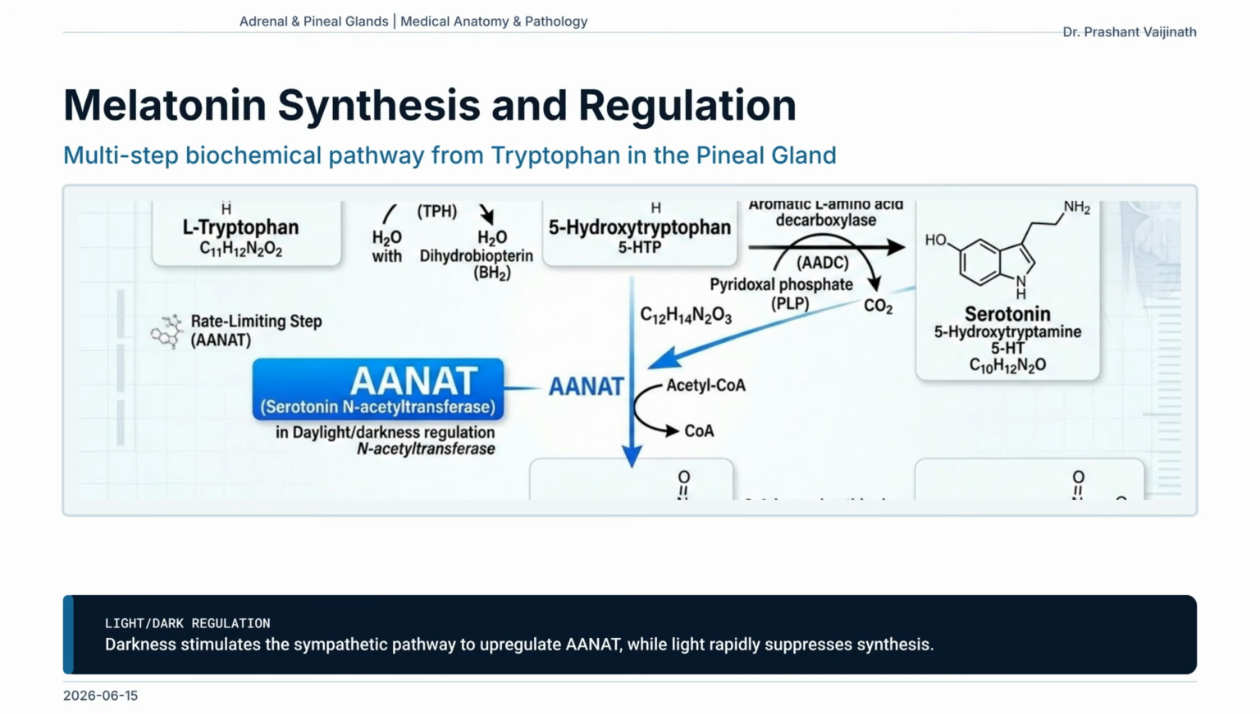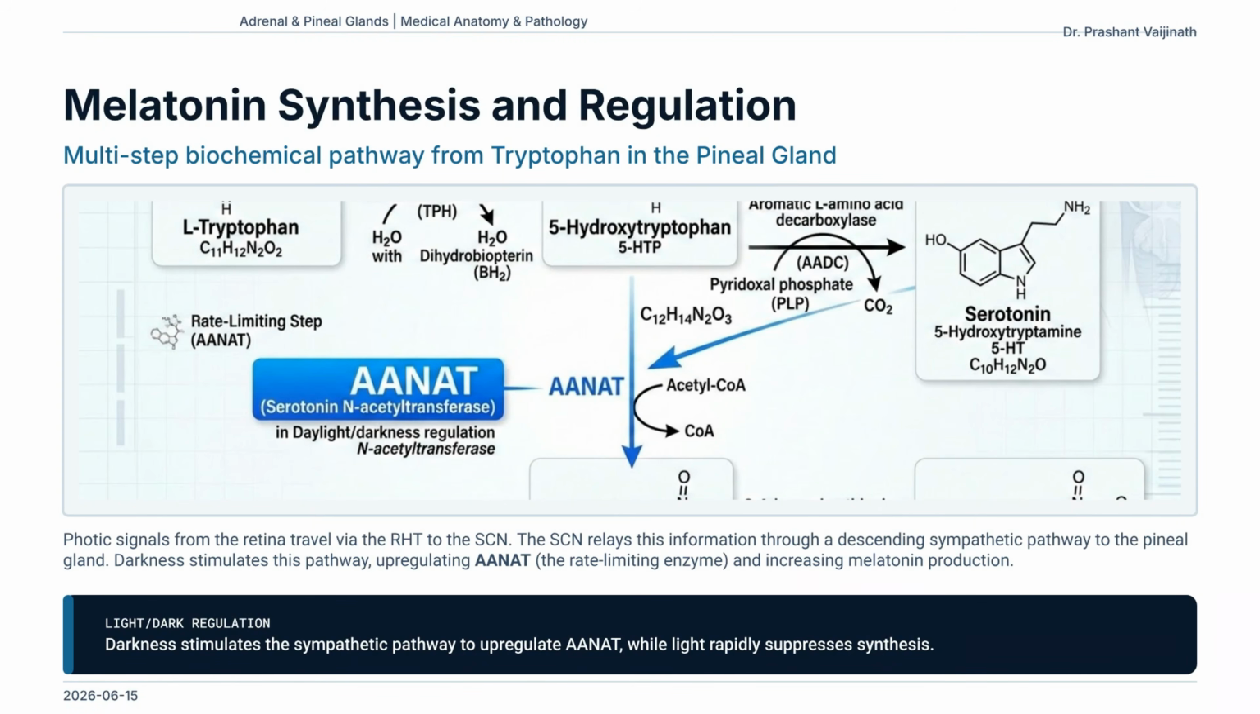Melatonin synthesis is a multi-step biochemical pathway starting from tryptophan. Photic signals from the retina travel to the SCN, which relays information to the pineal gland. Darkness stimulates the sympathetic pathway, upregulating the rate-limiting enzyme AANAT and increasing melatonin production, while light rapidly suppresses it.